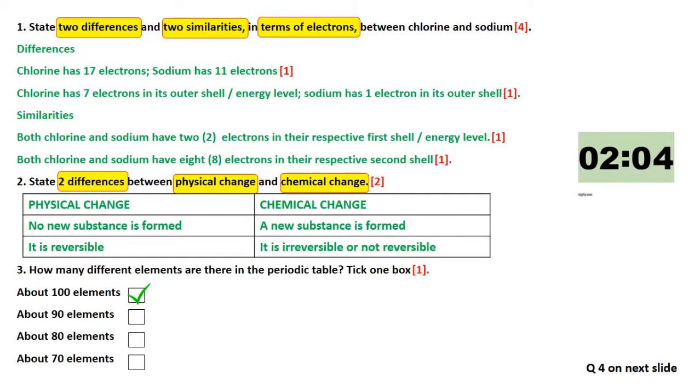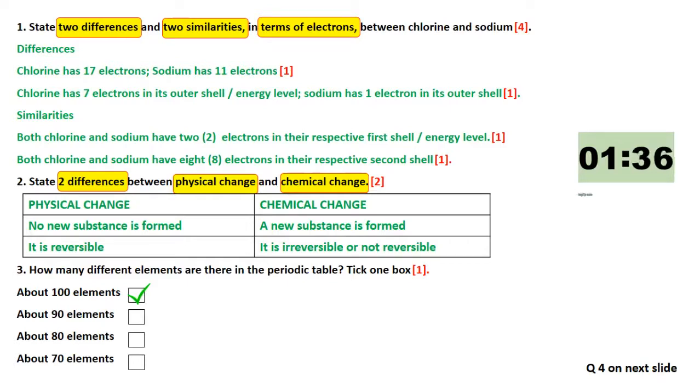Both chlorine and sodium have 2 electrons in their respective first shell or energy level. That gives you a point. The last but not the least is both chlorine and sodium have 8 electrons in their respective second shell or energy level. So the second shell or energy level of both atoms or elements have 8 electrons.